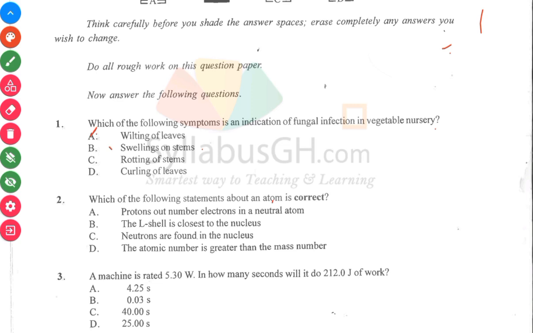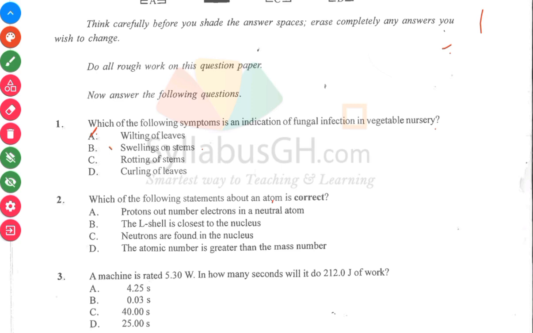Question 2. Which of the following statements about an atom is correct? A. Protons outnumber electrons in a neutral atom. B. The L shell is closest to the nucleus. C. Neutrons are found in the nucleus. D. The atomic number is greater than the mass number.